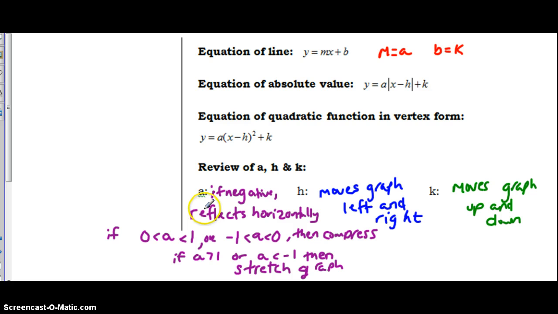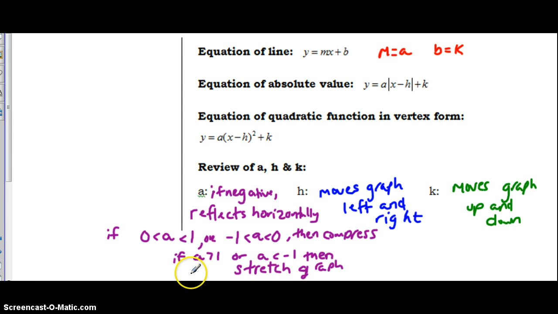Okay, so remember, a is changing the shape of our graph. So if it's negative, it will reflect it horizontally. A lot of times we were talking about it flipping the graph. But if it's negative, it reflects horizontally. And then remember, if it's a number like 1/2 or 1/3, but not every fraction, because it has to be a number between 0 and 1, or -1 and 0, so -1/2 or +1/2 are good examples, then remember, it compresses the graph. It pushes it down toward the x-axis.